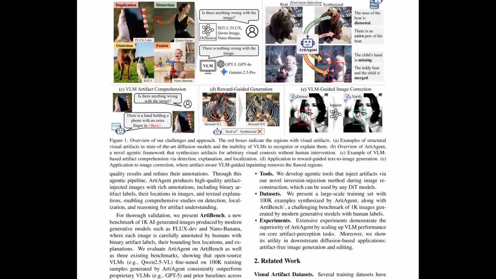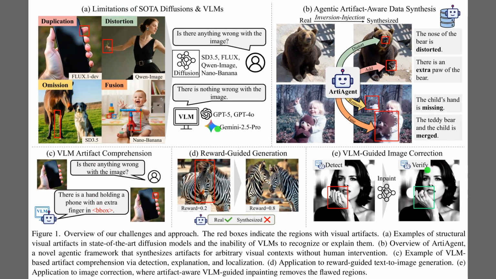Figure 1 illustrates the core challenge. The top left panel highlights that even state-of-the-art diffusion models frequently produce structural artifacts, like duplication, where a hand has 6 fingers, or fusion, where objects merge illogically. Crucially, as the dialog bubble shows, standard vision language models often fail to notice these errors entirely.